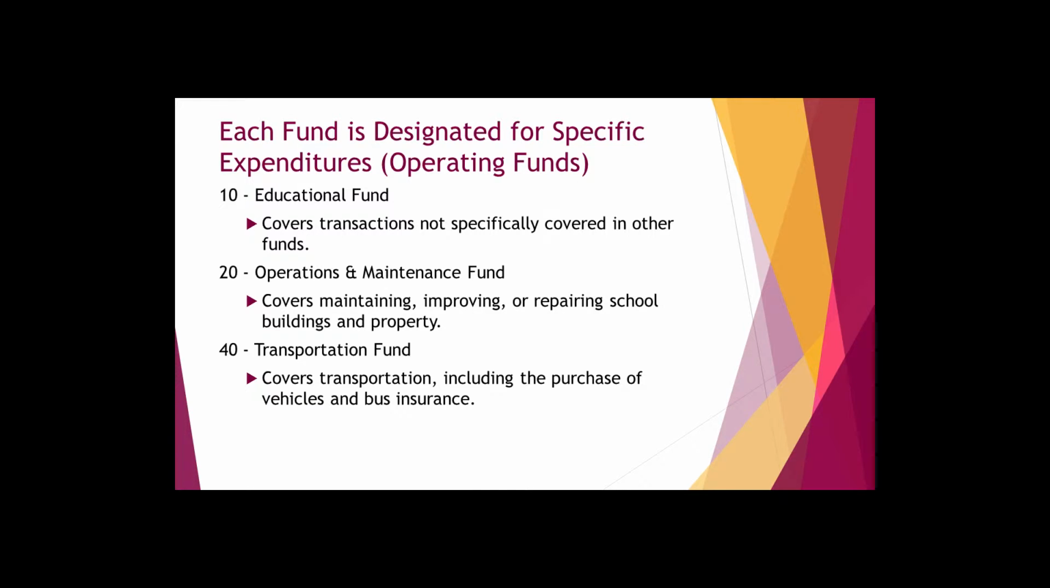Operations and maintenance fund covers the maintenance of the buildings, repairing school buildings, property, lawn mowing, heat, air conditioning, lights. And then the transportation fund covers transportation, including the purchase of vehicles and bus insurance.